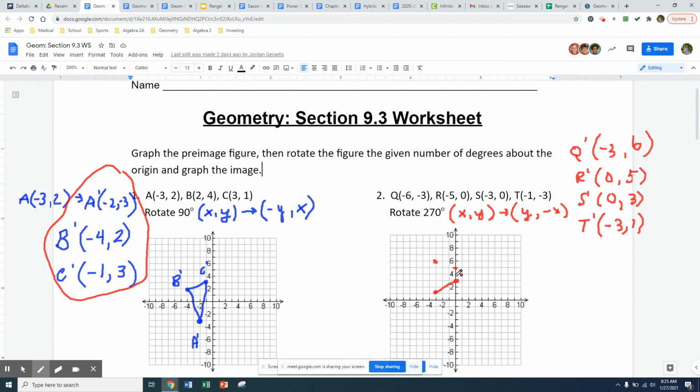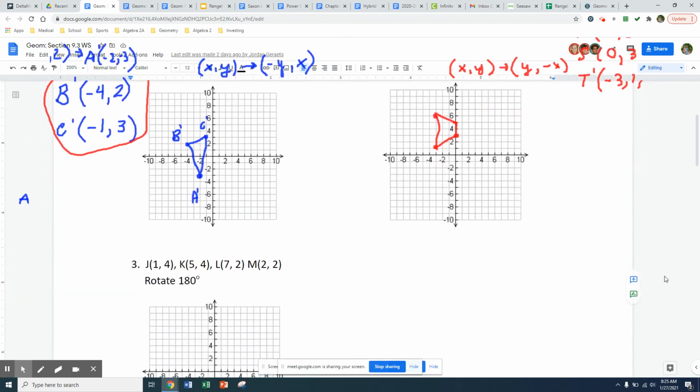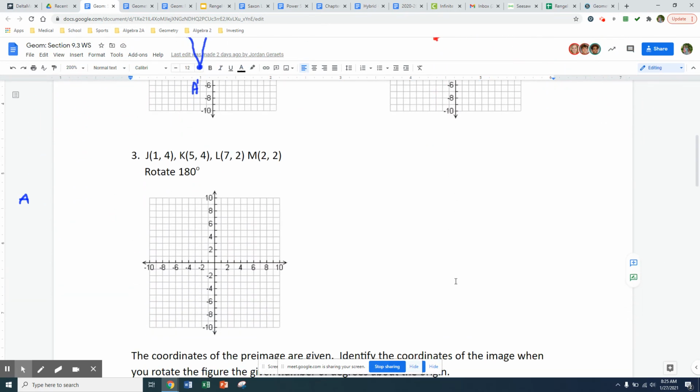So there would be our graph under that rotation, our new figure. Following that rule, each pre-image point is going to move the exact same amount of degrees. That's going to be a 270-degree rotation, and it's also going to have isometry, so it's exactly the same as the pre-image. And lastly, a rotation of 180.